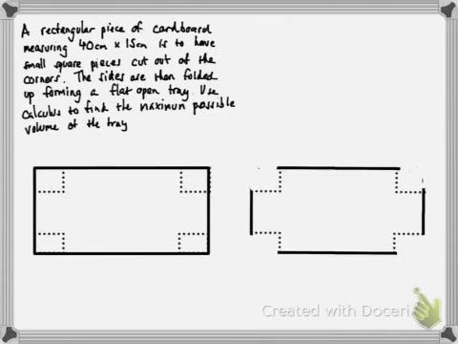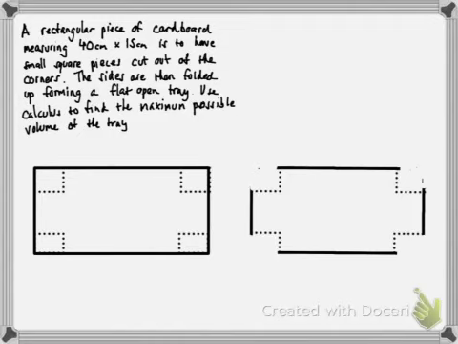Okay, another question. A rectangular piece of cardboard measuring 40 by 15 is said to have small square pieces cut out of the corners. The sides are then folded up, forming a flat open tray. Use calculus to find the maximum possible volume of the tray.